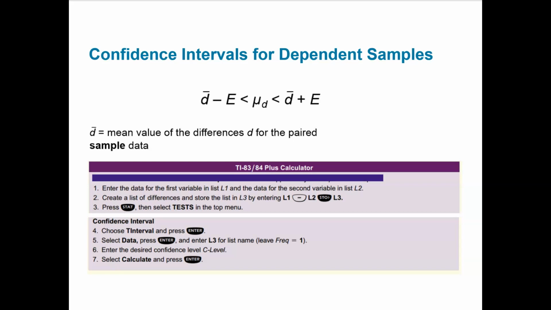But the way we're going to get the confidence interval will be through that, and we can find the margin of error by taking the upper value that we get and subtracting the mean value of the differences. Now we can actually find the mean value of the differences. Remember, the differences are going into L3 by running one variable stats on L3, and that would give us the mean of the differences.